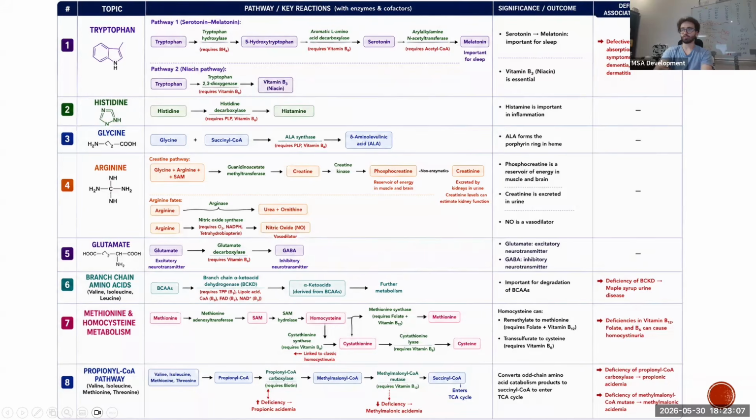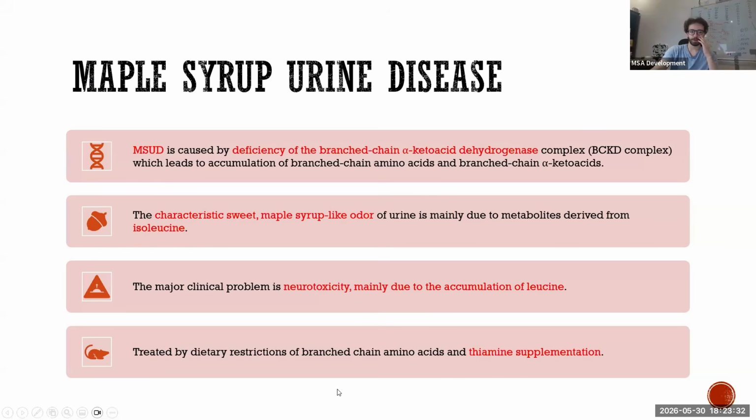Even the diseases we're going to talk about: propionic acidemia just means that propionyl-CoA is accumulating because we don't have propionyl-CoA carboxylase or we don't have biotin. And methylmalonic acidemia means that we don't have methylmalonyl-CoA mutase or we don't have B12, which you know is needed. So methylmalonyl-CoA will accumulate. Simple as that. Okay, let's talk about maple syrup urine disease.